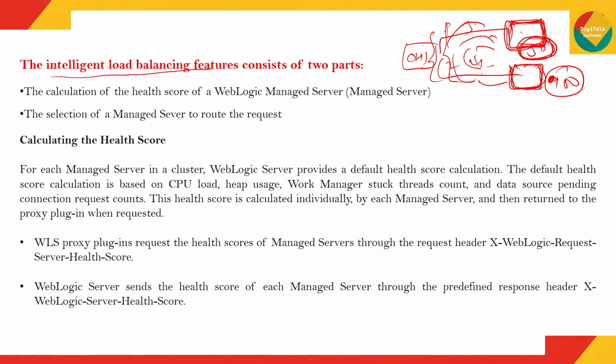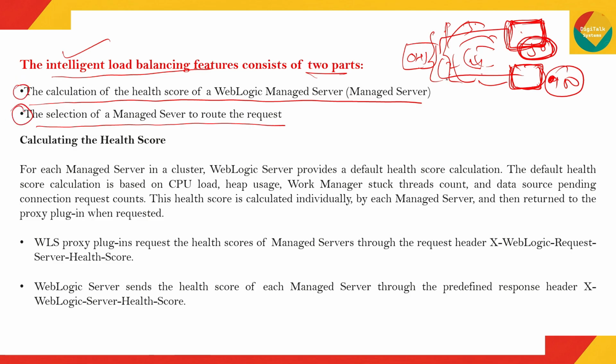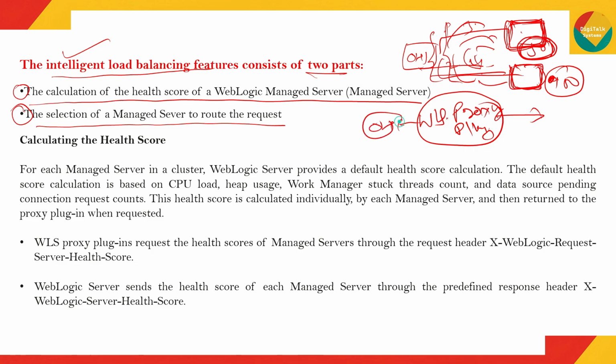So for enabling this feature, there are two steps: the calculation of the health score of the WebLogic managed servers, and the selection of the managed server to route the request. This integration we do with the help of proxy plugins. We have proxy plugins, right? These plugins we use for the integration between the backend and the OHS.